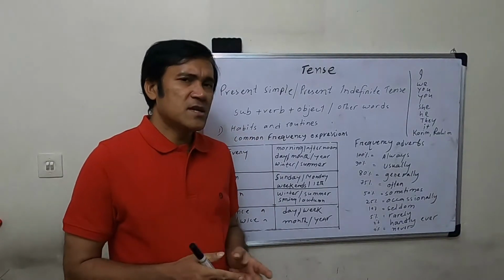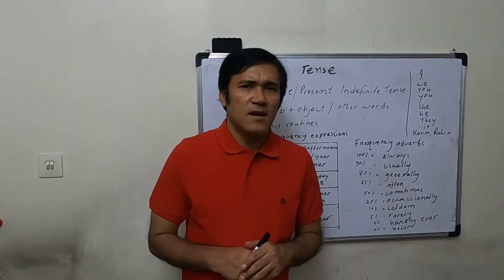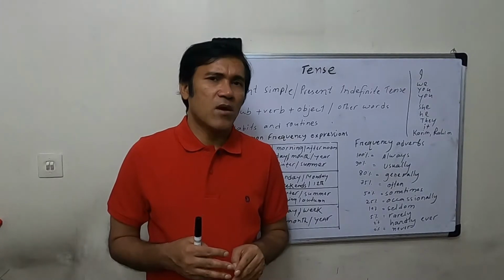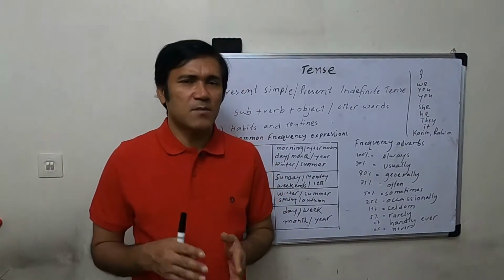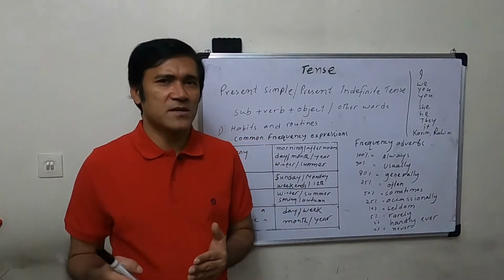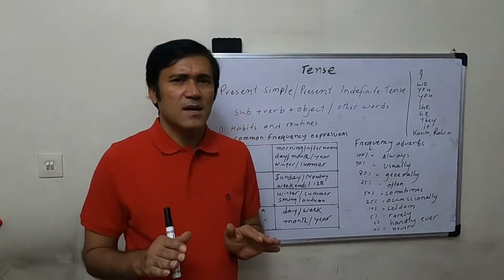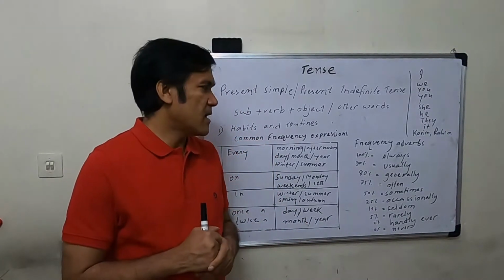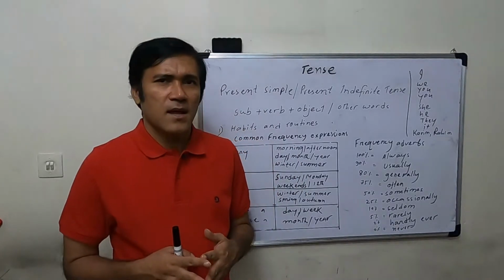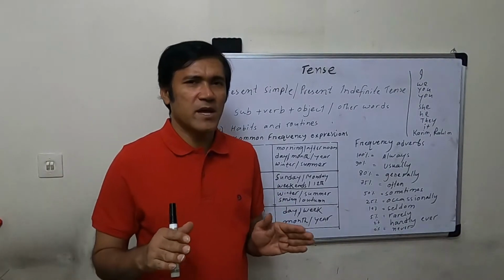So then generally means 80% possibility to happen. Like I generally take a shower at 10 o'clock in the morning, 80%. Sometimes I take a shower at 9 o'clock or 11 o'clock or 11:30 in this period. Then often, 75% possibility to happen. Like I often go to the cinema hall, 75%. Then sometimes, 50% possibility to happen.